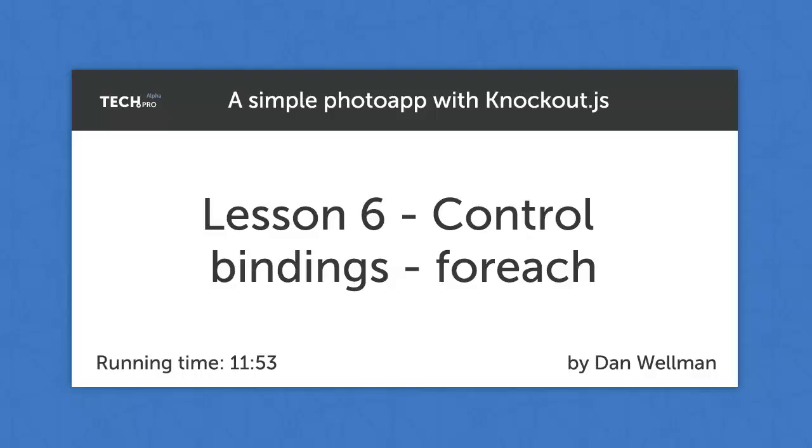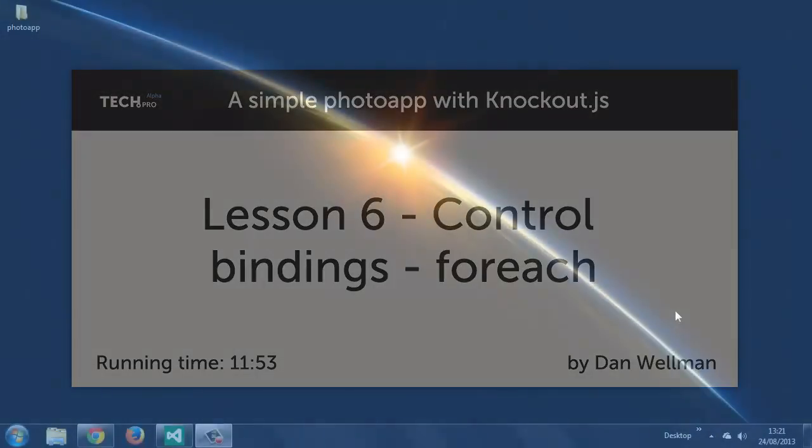Hi guys, in this lesson we're going to see how we can add a block of markup which is rendered once for each of the items in our observable array. We can do this using another binding. This time we'll use one of the control bindings, the for each. So let's throw some more markup down on the HTML page first of all.